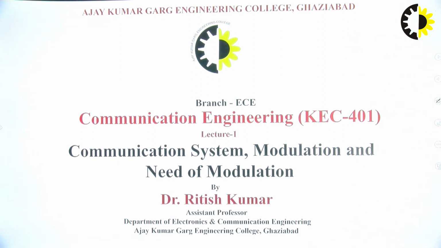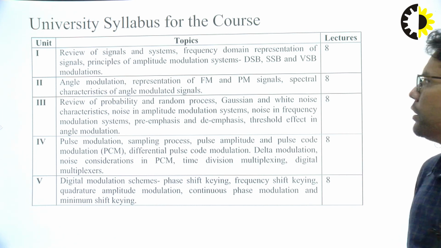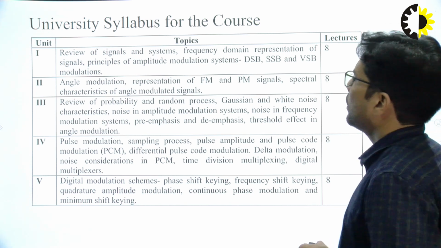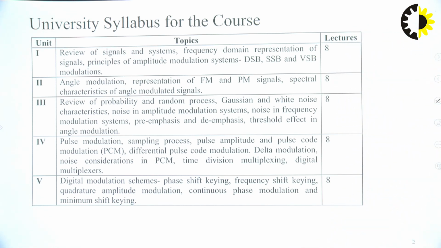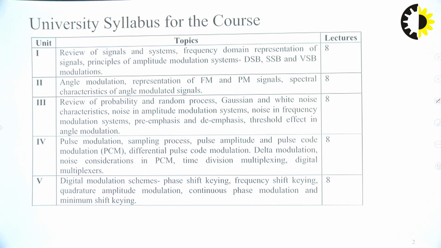Now, we will start. This is the syllabus of the subject communication engineering. The code is KEC 401. It consists of 5 units, and the first unit mainly covers DSB, SSB and VSB modulation, in which we also cover the review of signals and frequency domain representation of the signal as well.